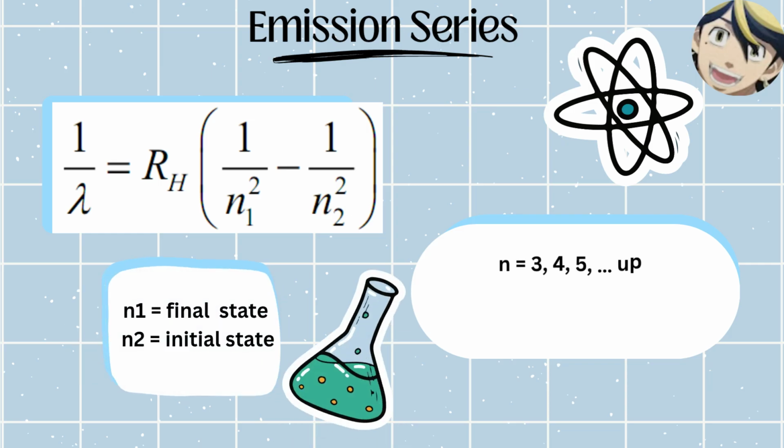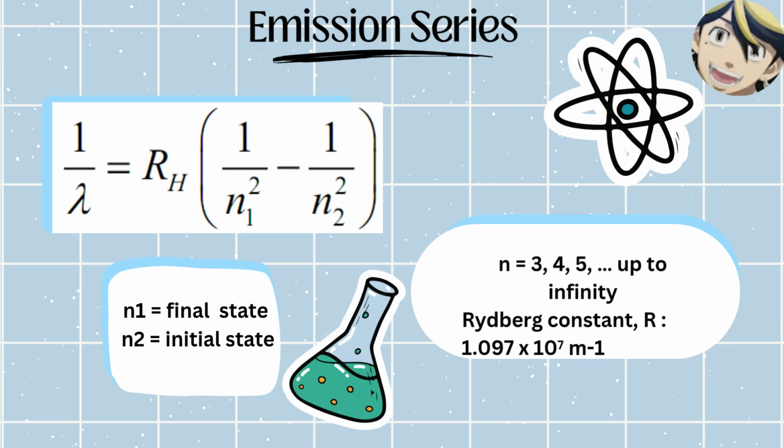In order to find lambda, we have to use this equation, which states that 1 over lambda equals the Rydberg constant times 1 over the final state to the power of 2 minus 1 over the initial state to the power of 2. We can find the final state and also the initial state in the question.